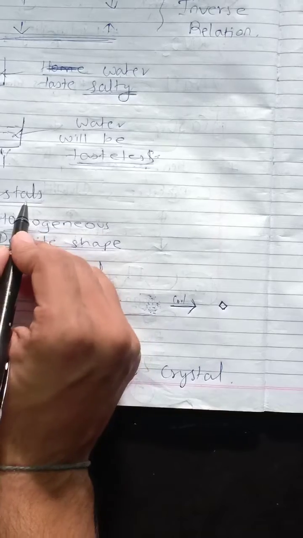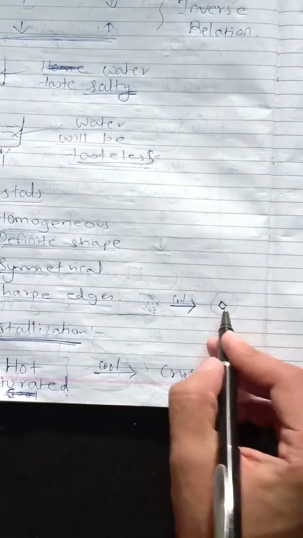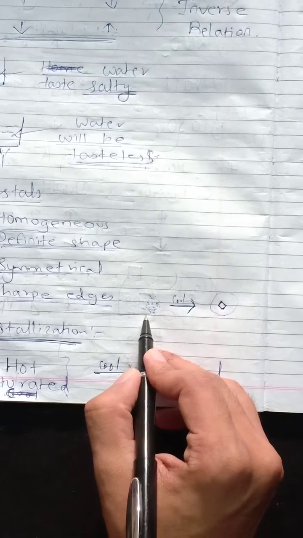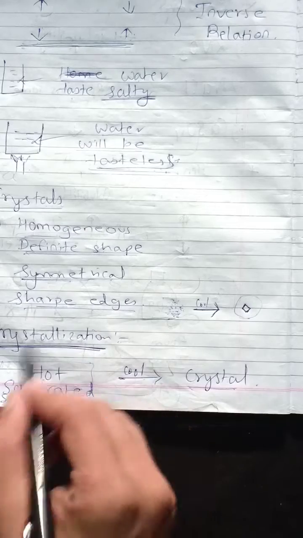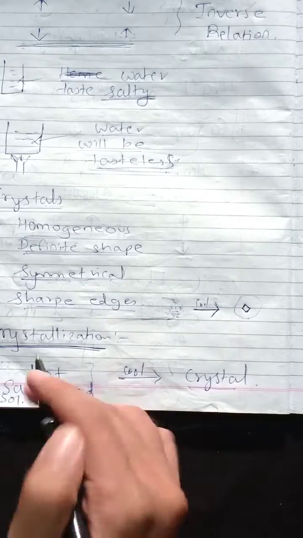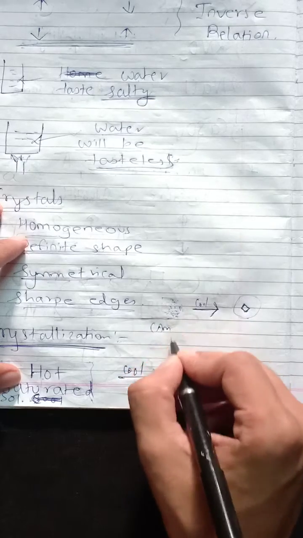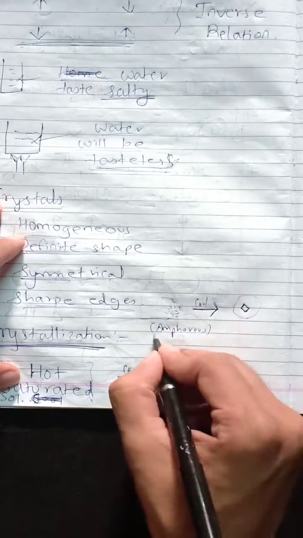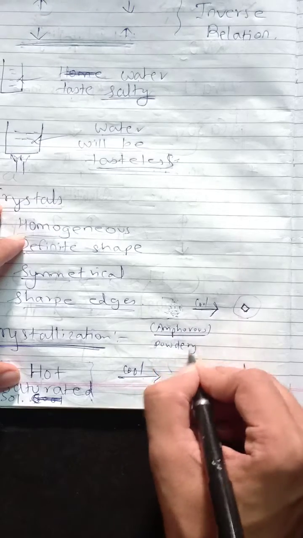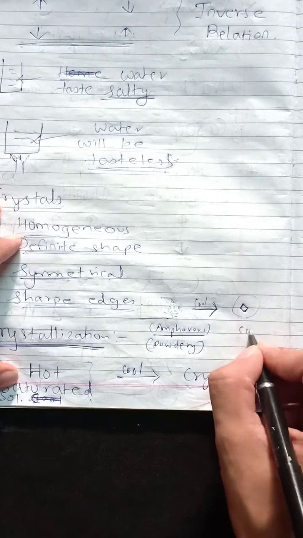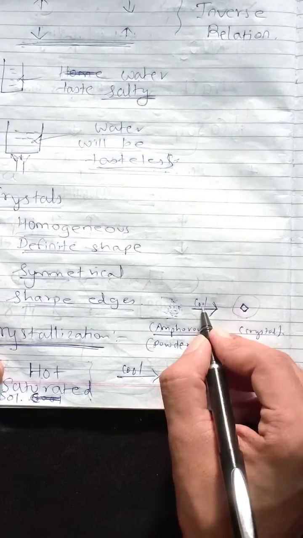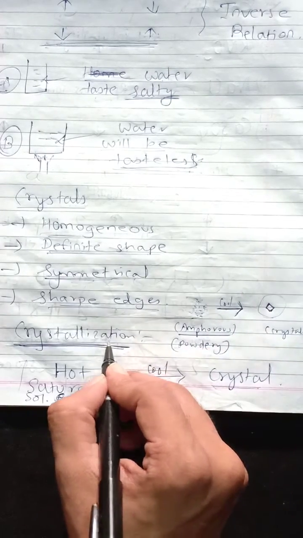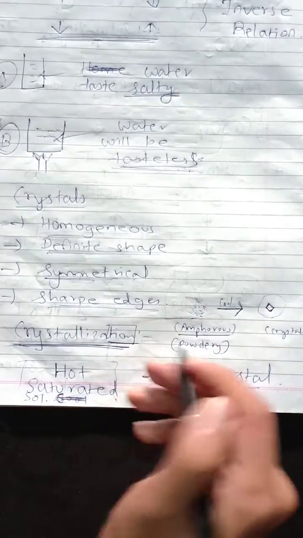The word crystal, this is a crystal, but how was this crystal formed? When a hot saturated solution got cooled down, it got converted into a crystal. So this was the process. This is known as the amorphous form. What do you mean by the word amorphous? Powdery form. And this is a crystal form. When this powder got converted into a crystal by cooling it down, this process is called crystallization. The word "tion" means the process.